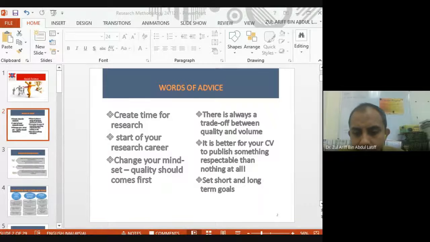We want to analyze or look into our specialization, our interest in the field. So we will have to create some topic or advice. For this reason, first and foremost, the words of advice is to create time for research.